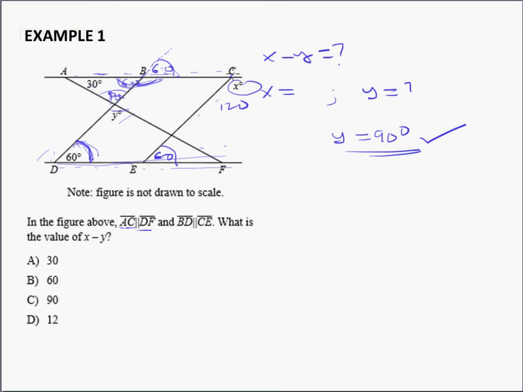The same approach we use here. Okay, so this here is also 60 degrees. This sums to 180 degrees, and therefore this is 120 degrees. So x therefore is equal to 120 degrees, and therefore x minus y will be equal to 120 minus 90 degrees, which is equal to 30 degrees. So the answer is 30 degrees.